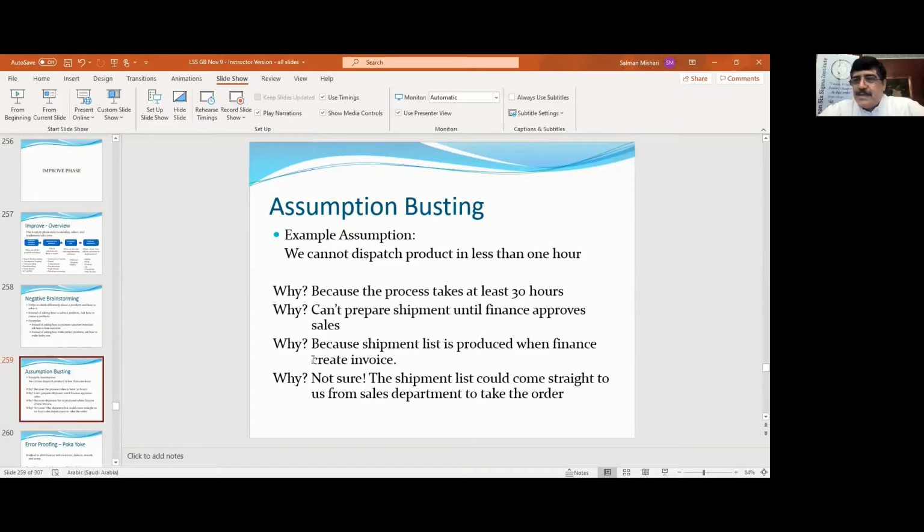So you try to bust his assumption and say, why? And he says, well, because the process takes at least 30 hours. And then you ask, why? And he says, well, because you can't prepare the shipment until the finance people approve it. Why? Well, because the shipment list is produced when finance creates the invoice, for example. And you say, why? And they say, I'm not sure. Well, maybe the shipment list could come straight to us instead of going to finance to create an invoice.